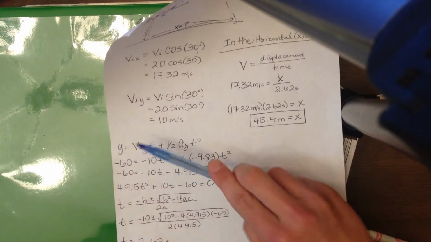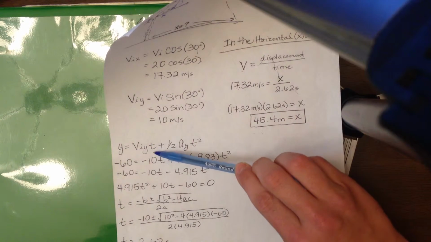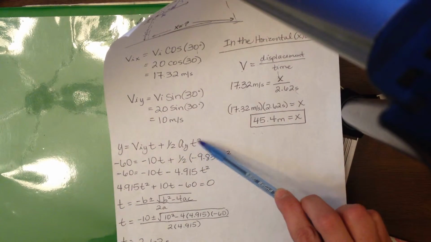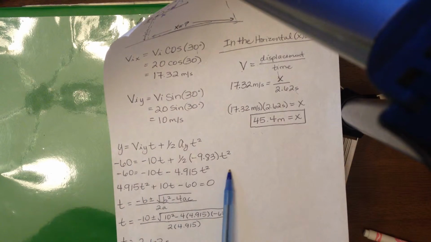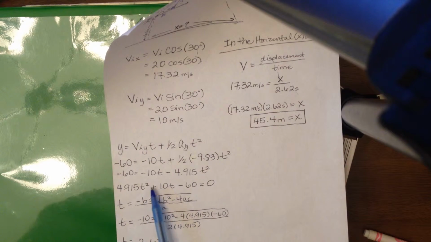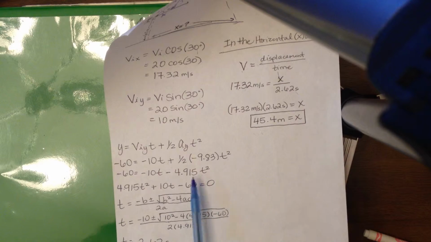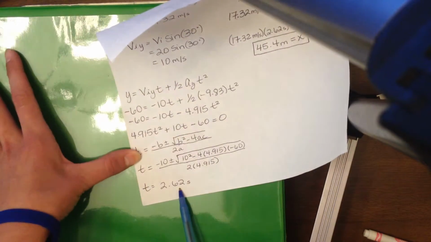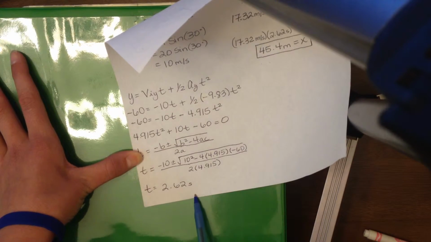Now we're going to use this formula again: y equals the initial velocity in the y direction times time plus 1/2 the acceleration in the y direction times time squared. We plug in all our values, and we need to use the quadratic formula again. Set it equal to 0. Let's plug in our numbers, and we get that time equals 2.62 seconds.